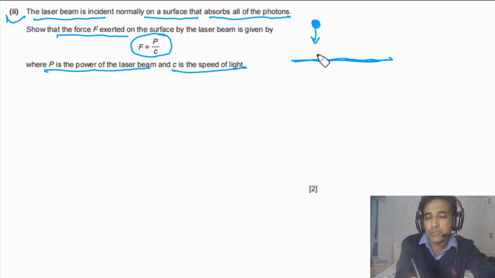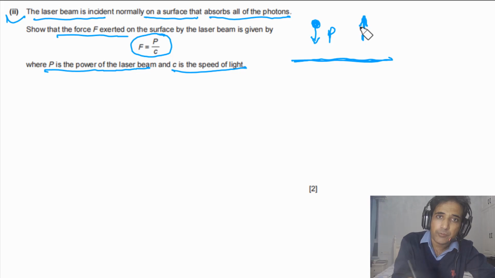It has certain momentum just before the surface, so we can say that momentum is P. Now we can take up as the positive direction of force, so the upward direction is positive. So what is the change in momentum?